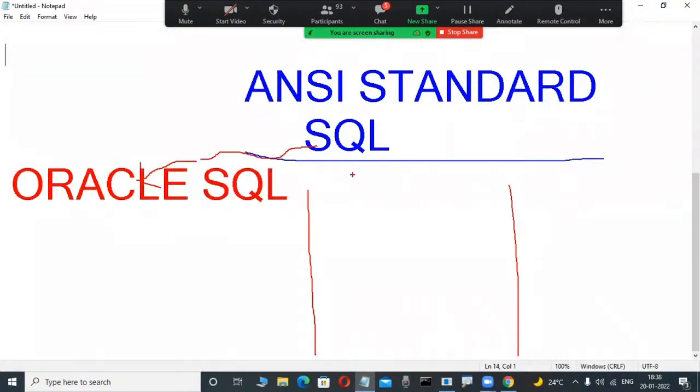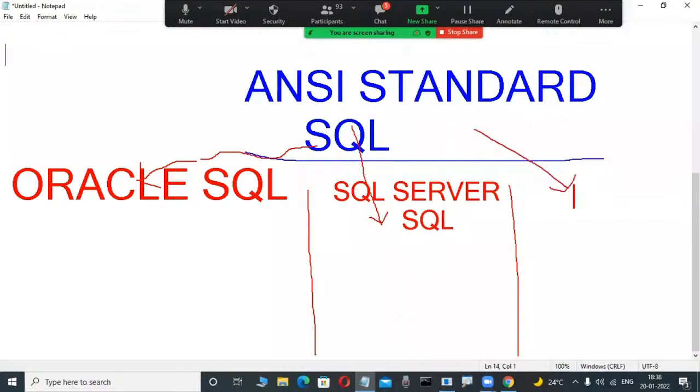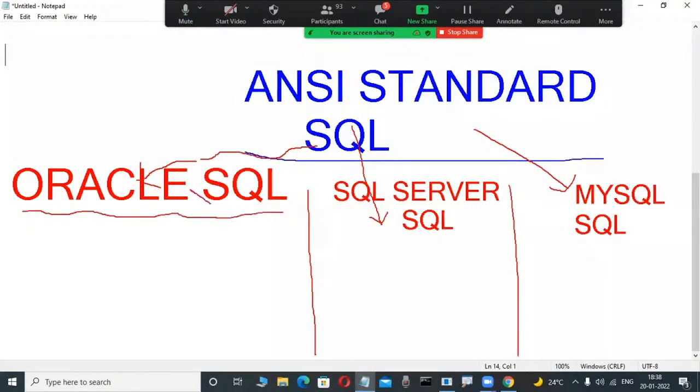Many people don't know that. Again, SQL Server, a Microsoft product, created their own SQL from this ANSI standard SQL, called SQL Server SQL. MySQL also created their own SQL language from this ANSI standard, called MySQL SQL. That's why in our class we are learning Oracle SQL.